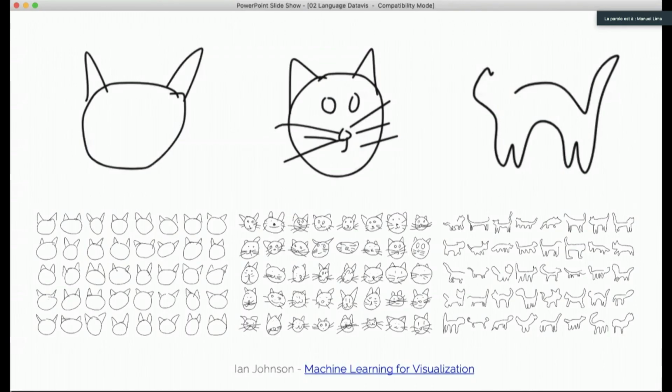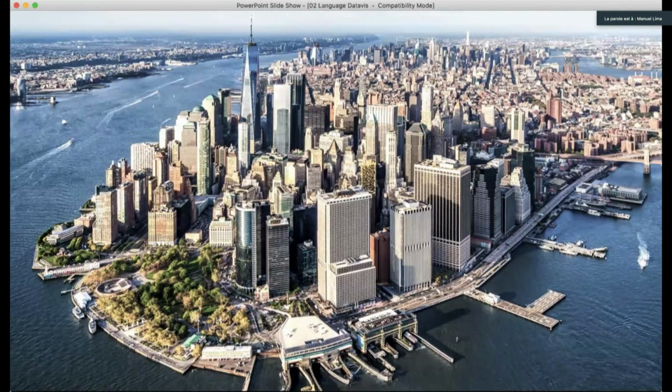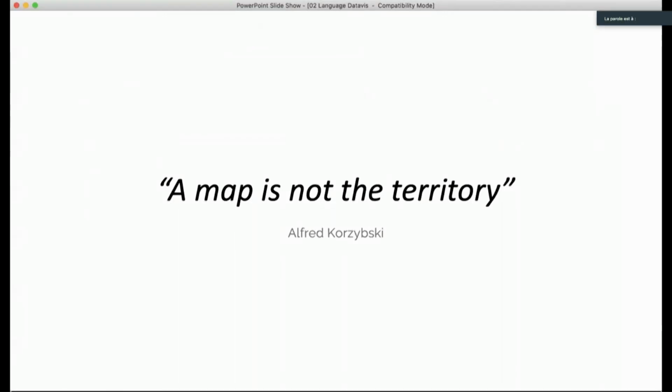So if you recall, all the different ways that you could depict or represent a cat, right, the animal, there's of course also endless ways of depicting a city like New York, right? When you look at this image, imagine how many different ways you could visualize it, how many visual metaphors you could come up with. And every time I think about this, I also, of course, think about this quote by Alfred Korzybski, that basically says that a map is not the territory.